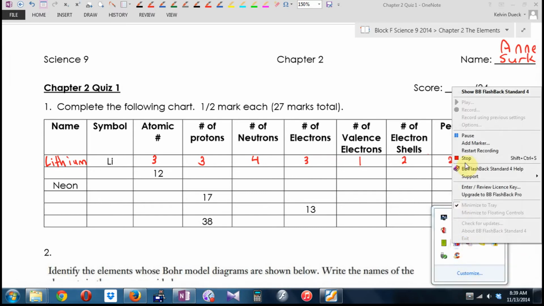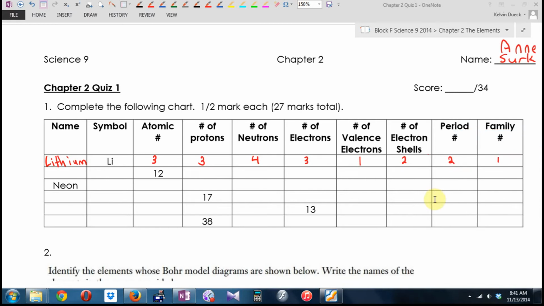Where's the dice? Atomic number 12. So not only can I give you the symbol, I can give you the atomic number. 12 is magnesium. So capital M, lowercase g. Good gosh, spell it right, Mr. Dueck. Magnesium.